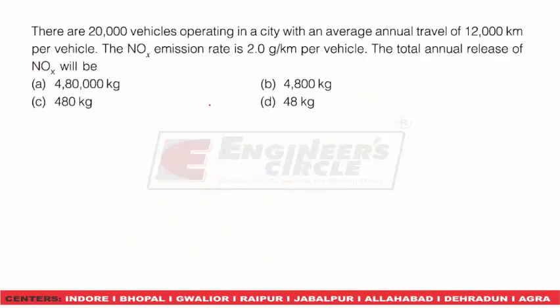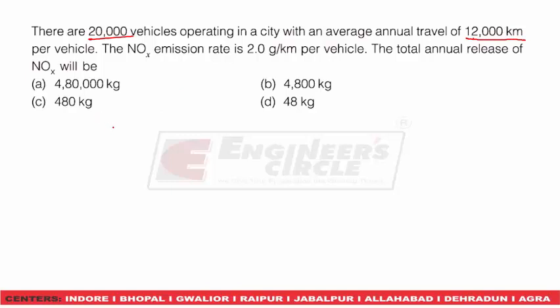The next question is, there are 20,000 vehicles operating in a city with an average annual travel of 12,000 km per vehicle. The NOx emission rate is 2 gram per kilometer per vehicle. The total annual release of NOx will be. Now it is again an aptitude based question. There are 20,000 vehicles and each vehicle has 12,000 km travel.